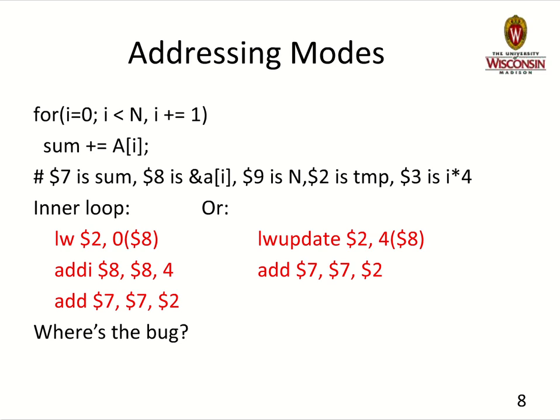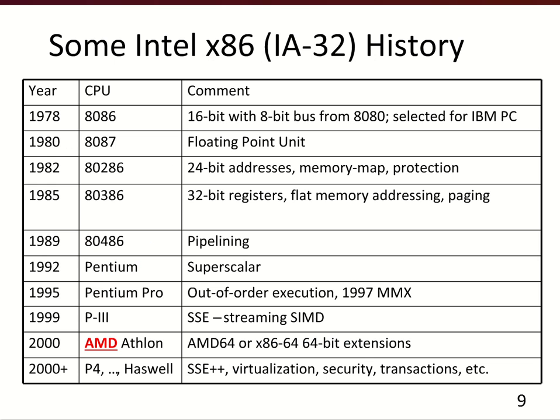Now, there's a slight potential for error when you do this, which basically means that before you enter the loop, you have to make sure that you've pre-decremented register 8 so that it doesn't skip over the first entry in the array.